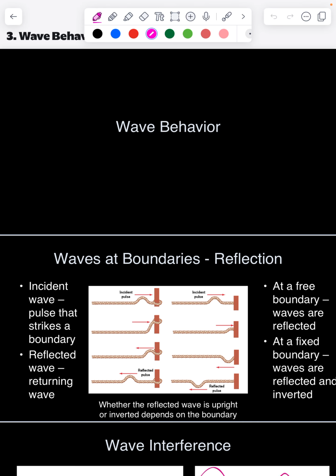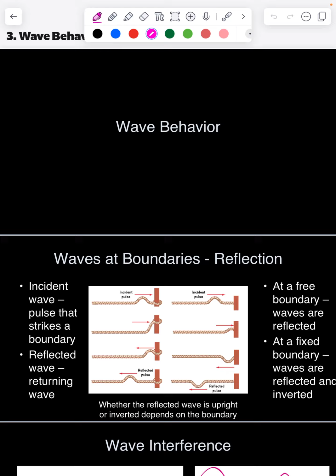So yesterday we talked about wave properties. We talked about the different types of classifications of waves. If they require a medium, they're a mechanical wave. If they don't require a medium, they're called an electromagnetic wave. We talked about the difference between a longitudinal and a transverse wave. We talked about a pulse wave and a periodic wave.